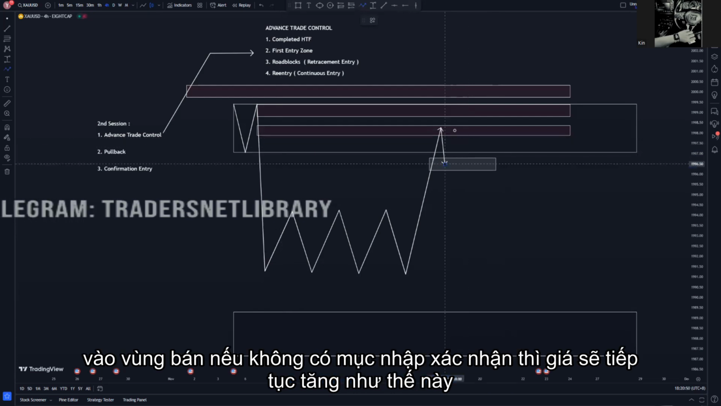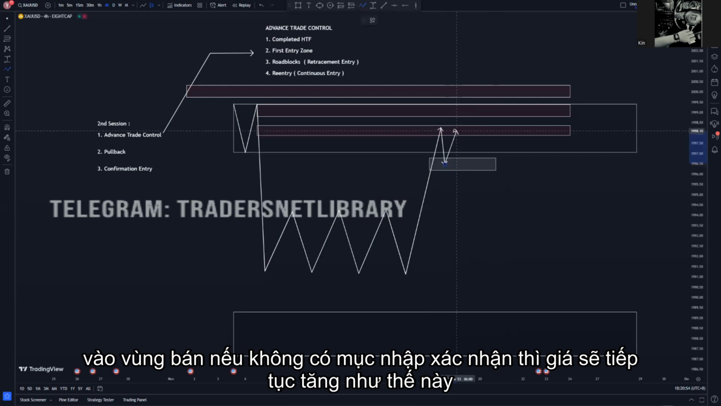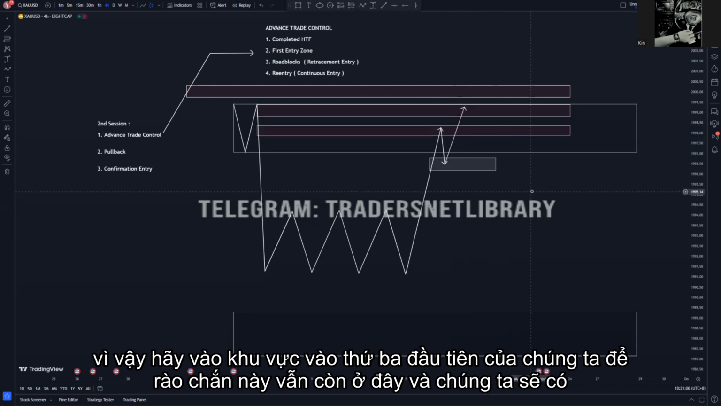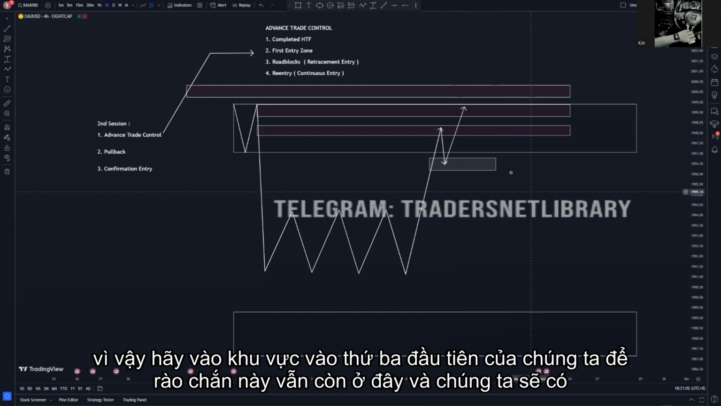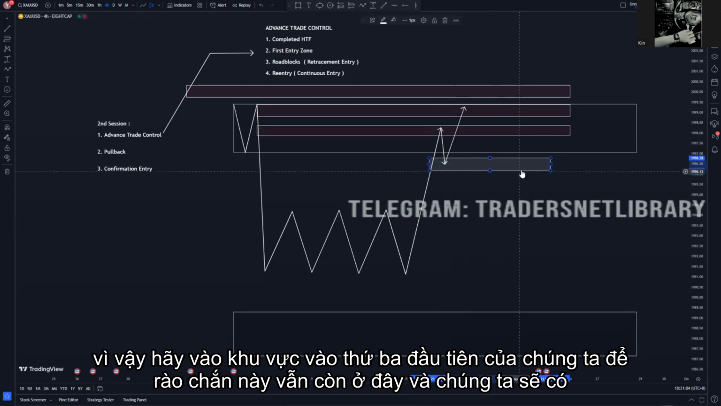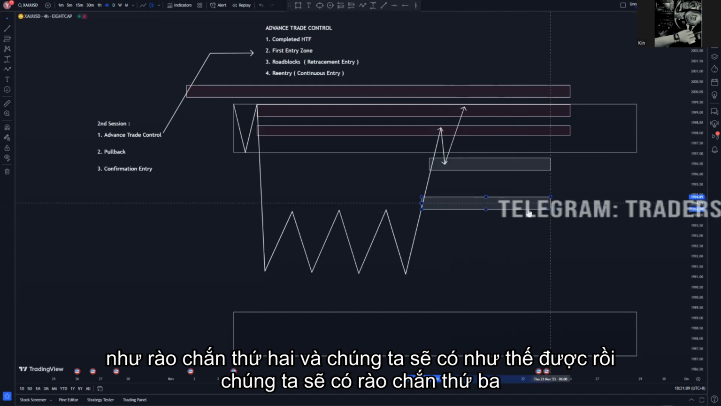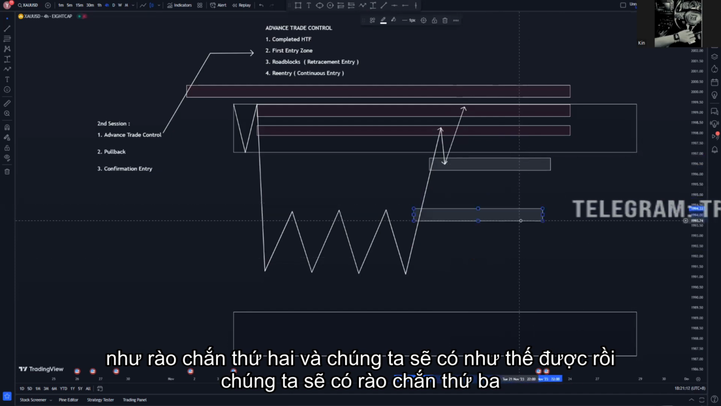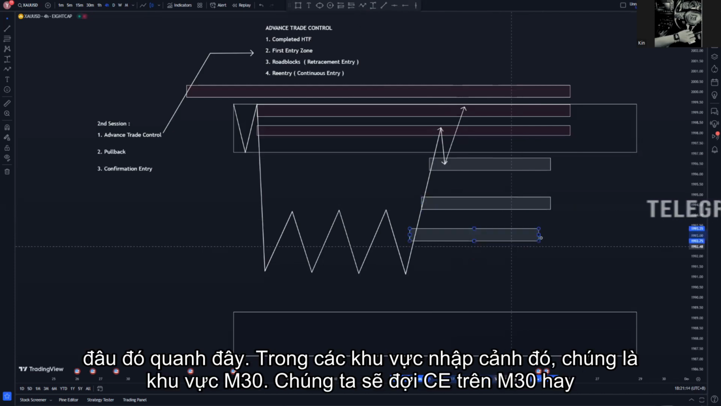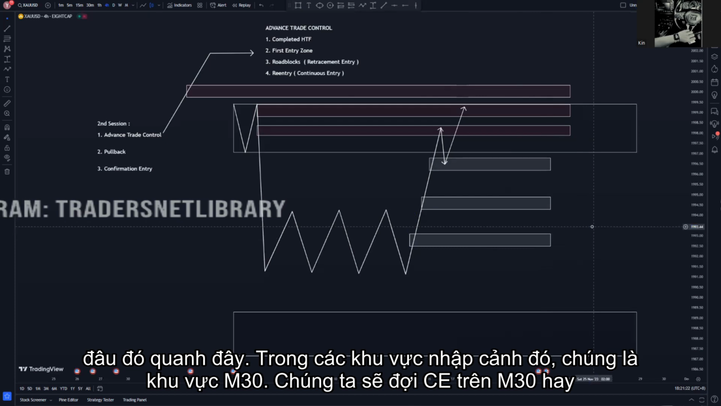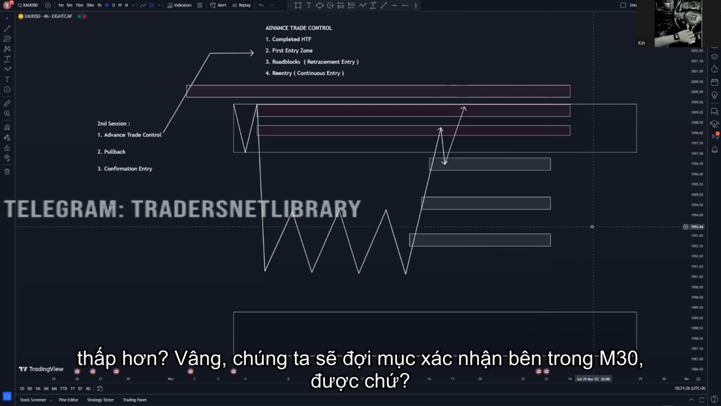Get into the sell zone. If there is no confirmation entry, the price is going to keep on going up like this. So get into our third first entry zone. This roadblock still remains here, and we're going to have a second roadblock, and a third roadblock somewhere around here. In those entry zones, they are M30 zones. Will we wait for the CE on M30 or lower? Yes, we are going to wait for the confirmation entry inside of the M30.